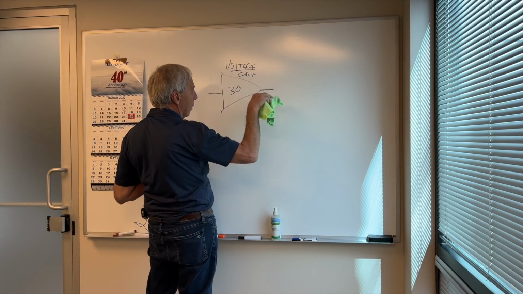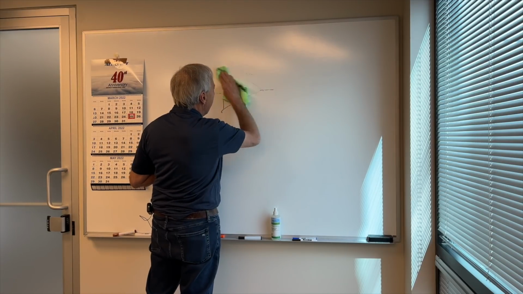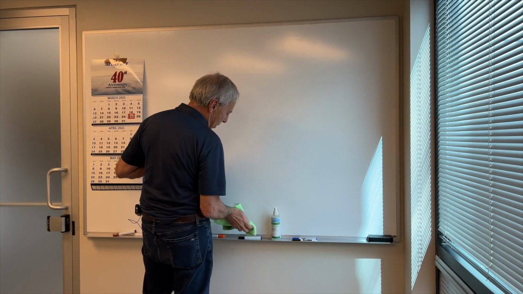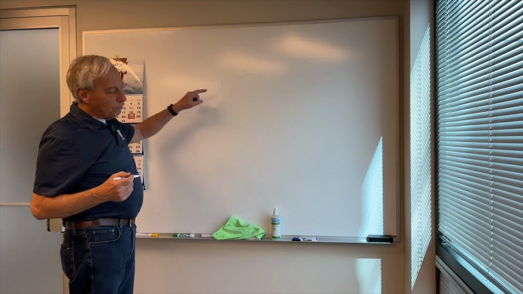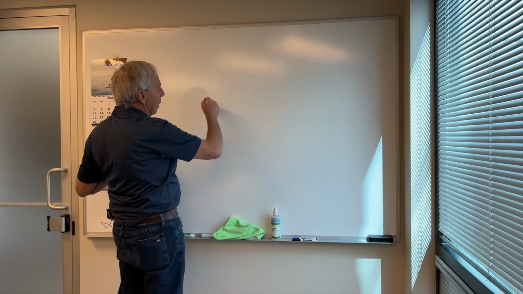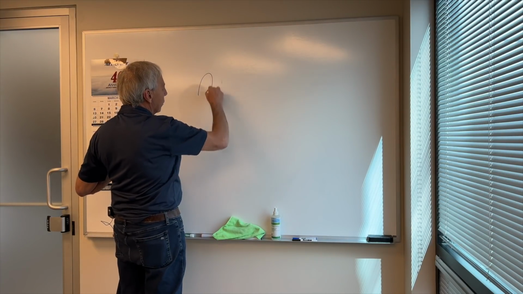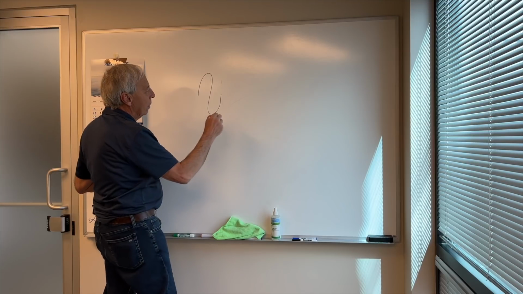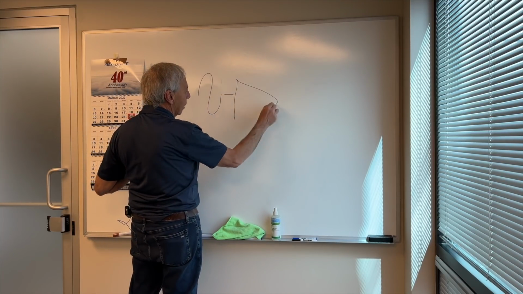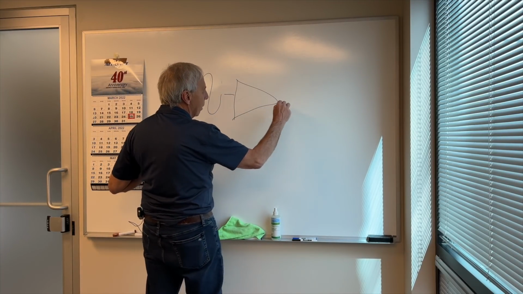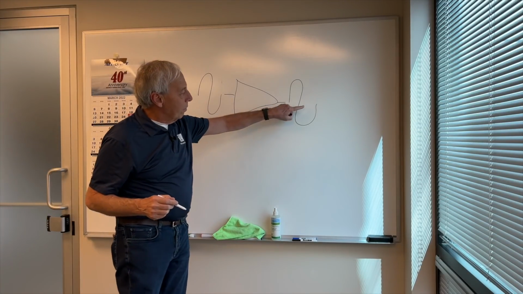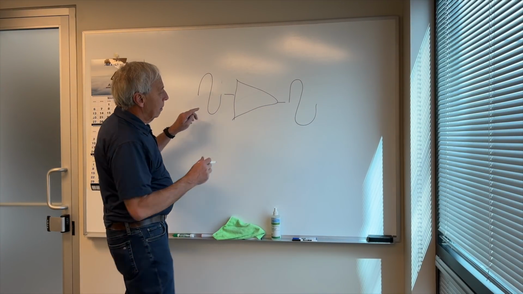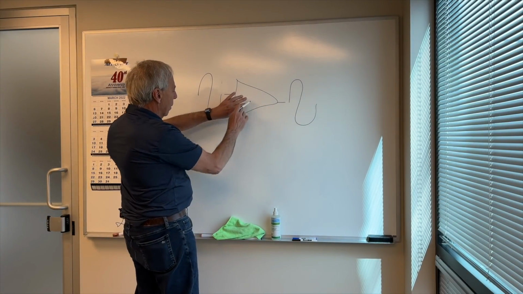Now that's going to go into a current stage. All right, so now let's just talk about the current stage. Our current stage is going to take this big voltage, here's our big voltage sine wave, and it's going to go into this thing and come out the same size that it went in. And this is a big buffer.